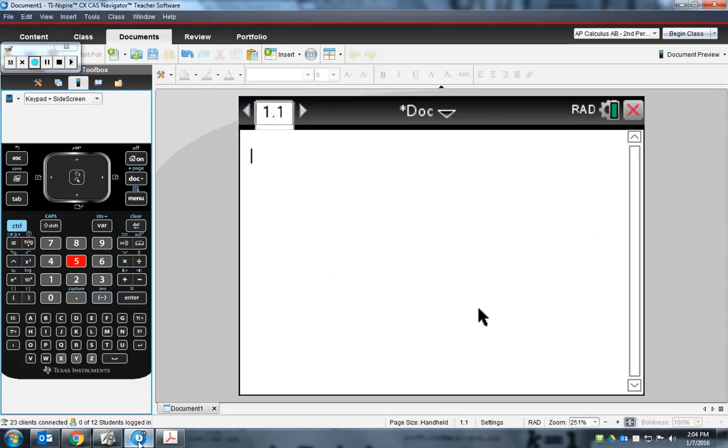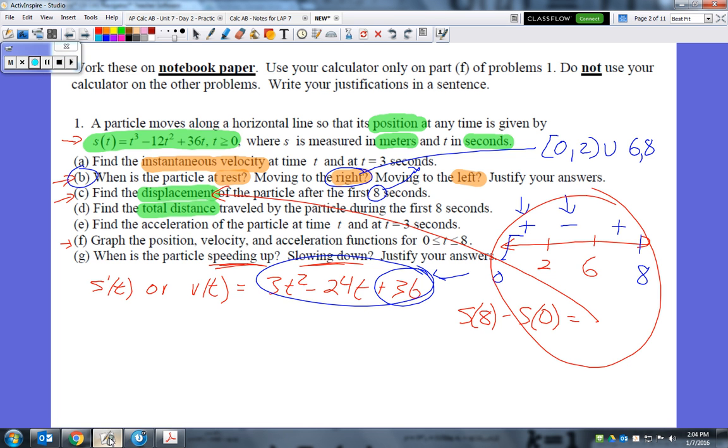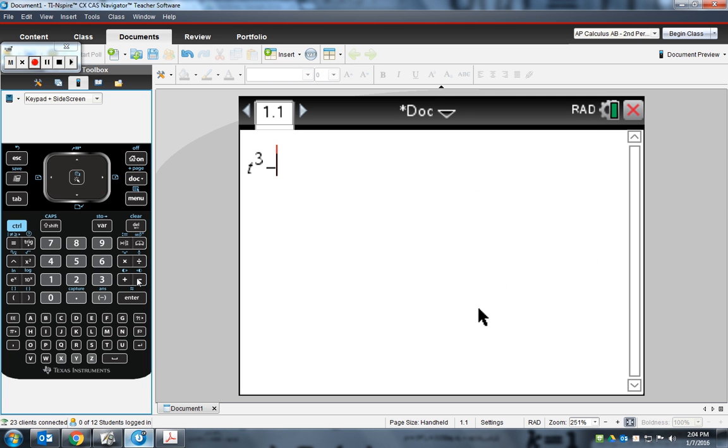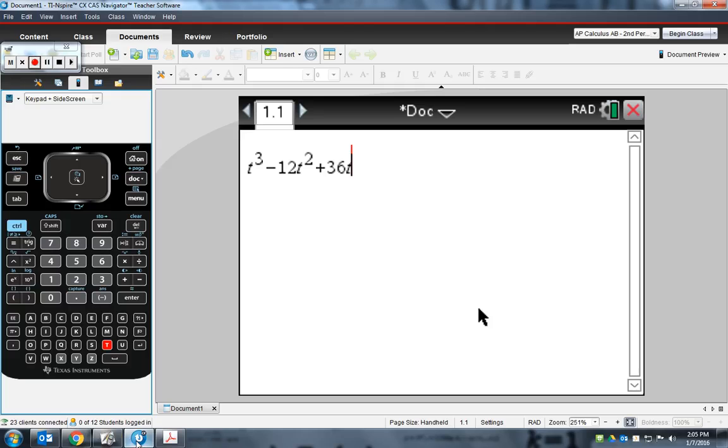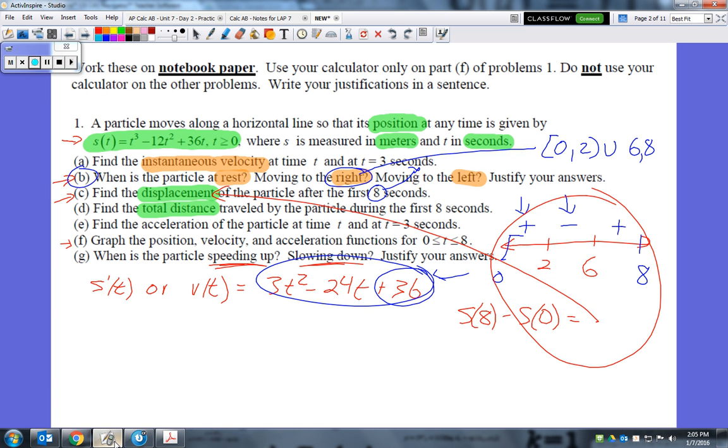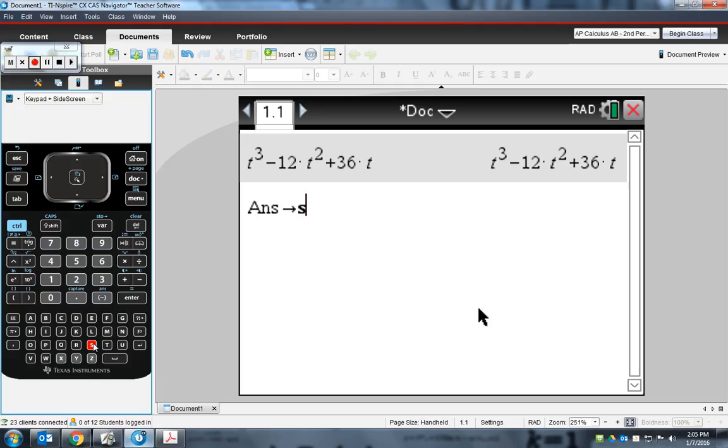So here we go. T cubed, minus 12t squared plus 36t, and that's it. Okay, so this right here, I'm just going to press enter. I'm going to now store it. What do you want to store it as? We could do f of t, we could do f of x, we could do s of t, whatever you want. Let's just go ahead and do it as it looks, okay? S of t. So I'm going to store it as s of t.